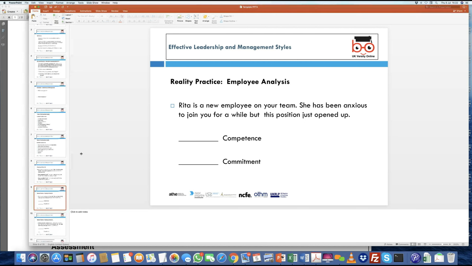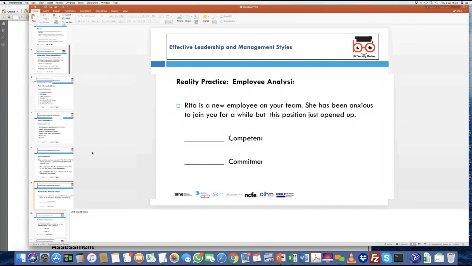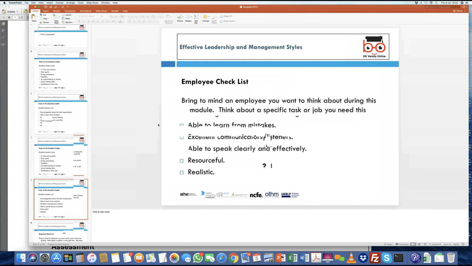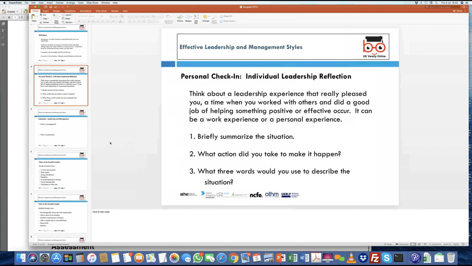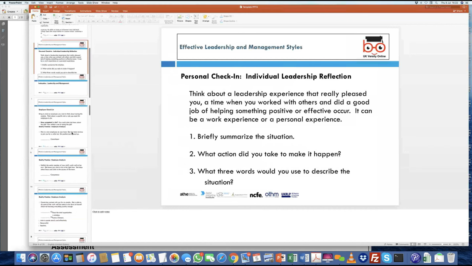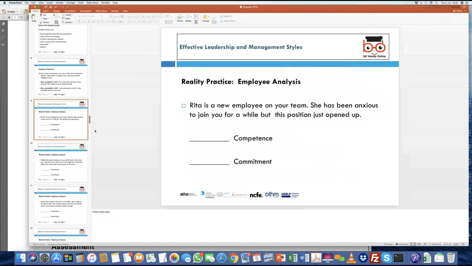So very good analysis. If I just go back to the few slides that we discussed, we were looking at picking up on leadership traits, and those traits, because she's a new employee, are focused on commitment, because you haven't tested the competence. Good. Let's look at another one.